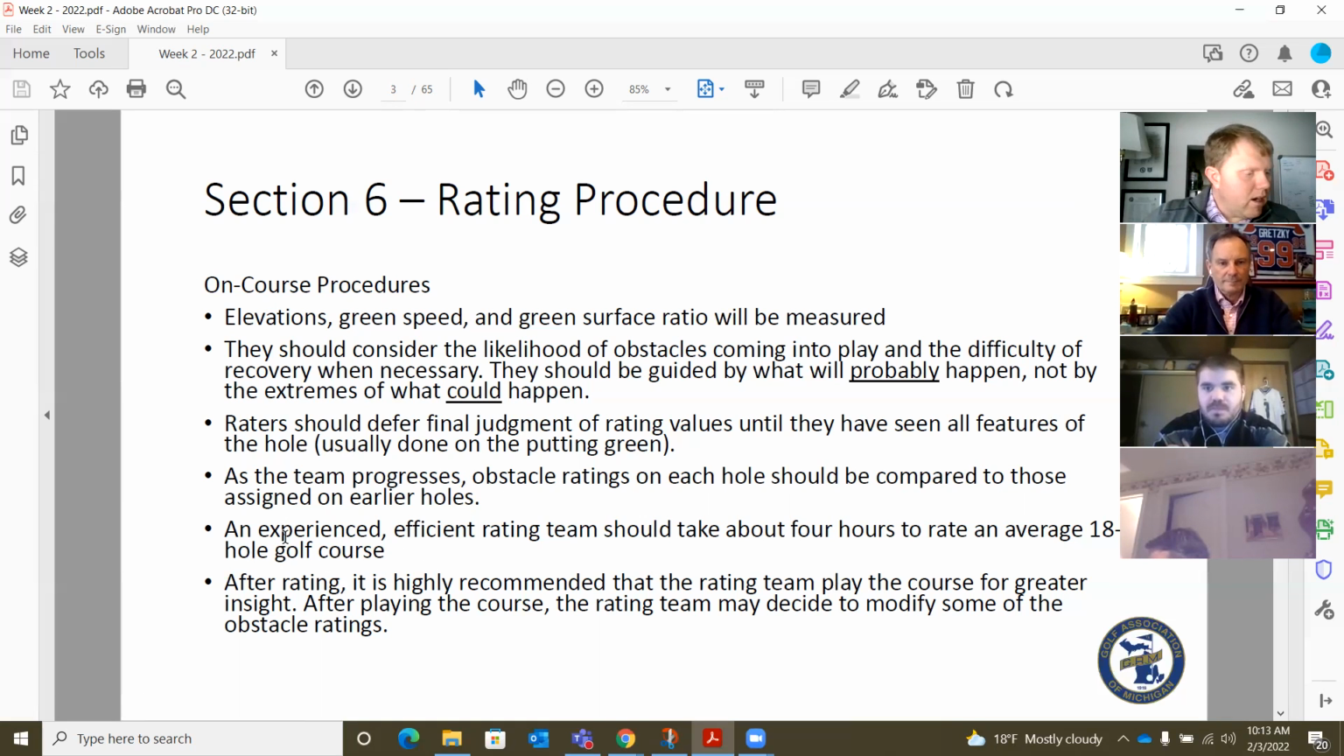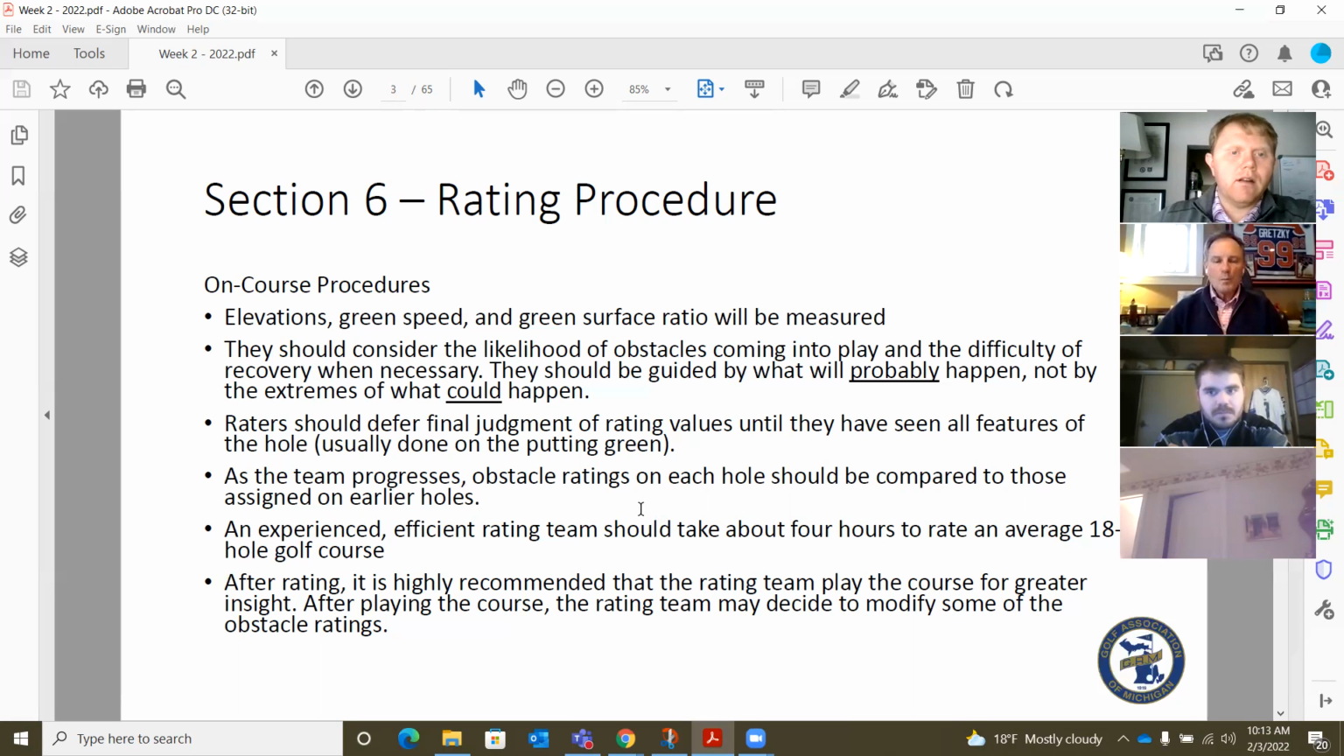So then the next thing here, pace of play, or as I like to call it, an experienced, efficient rating team should take about 4 hours to rate an average 18-hole golf course. So when we are out there, we want to make sure that we're moving at a good pace. When we schedule the ratings with the golf course, we tell them that we rate at the pace of play. So we want to make sure that we are keeping that promise that we give to the course, and we want to make sure we're moving. We're not trying to break any speed records.